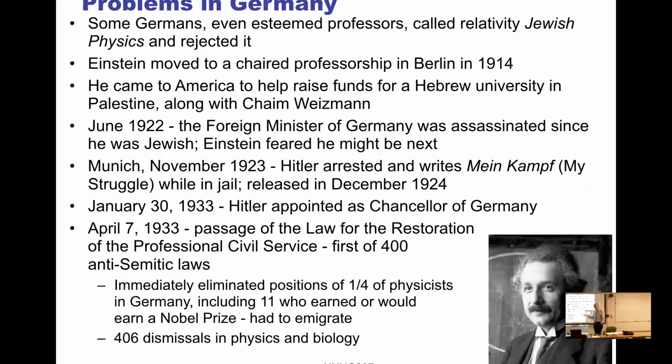laws in Germany, such that Jews who were public servants, working as lawyers or physicians or professors, were eliminated from their jobs because of this law on the restoration of professional civil service, the first of many anti-Semitic laws that the Nazi Party in power produced in Germany. A quarter of all physicists lost their jobs, for example, in Germany. 406 professors were dismissed, primarily in physics and biology. So times were changing rapidly in Germany.